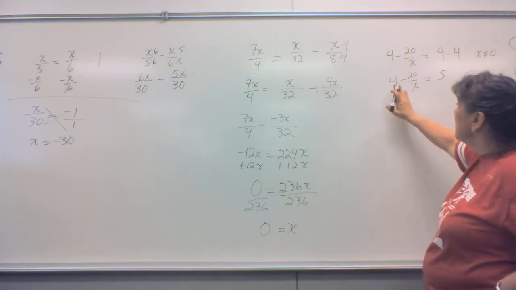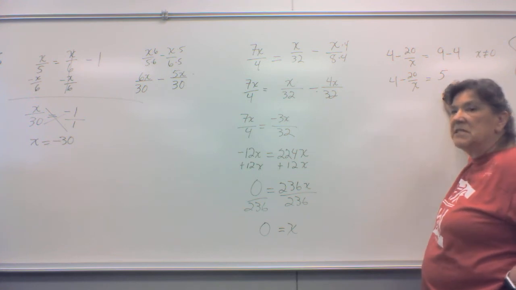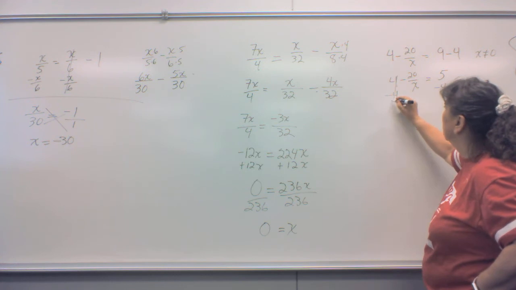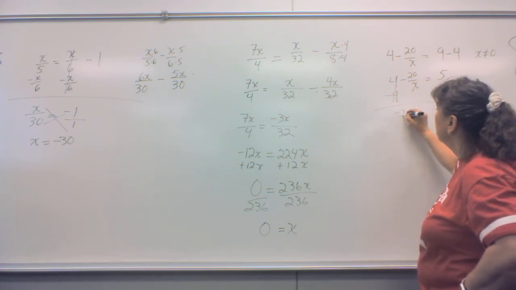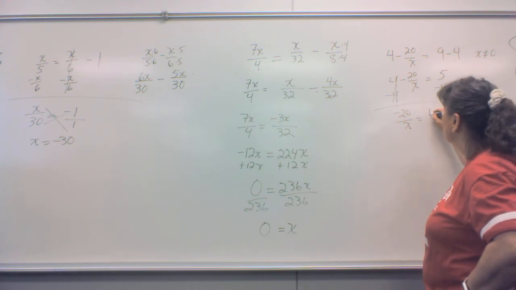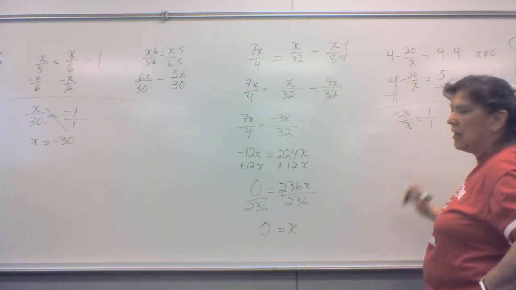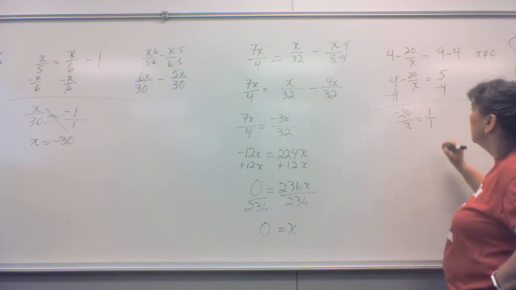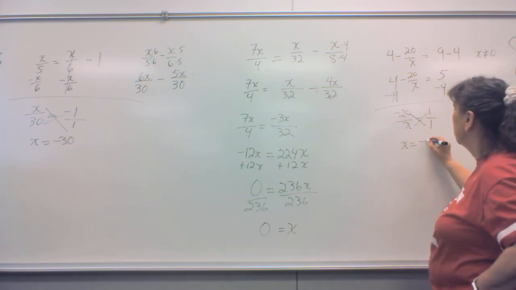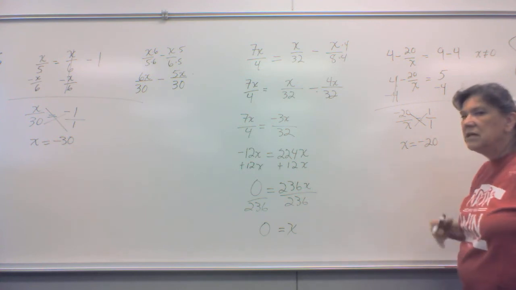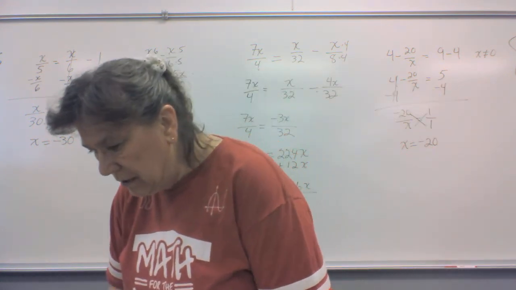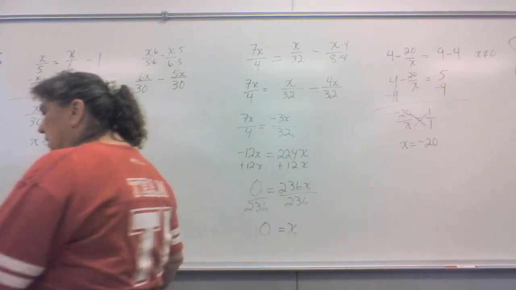So my first step is I want my integers on the same side. So I'm going to subtract 4 from each side, and I'm going to have a negative 20 over x is equal to 1. So I'm going to write 1 over 1 as a rational expression. And now cross products, I get x is equal to a negative 20. You see the advantage of having the same type of term on the same side. It makes it easier.